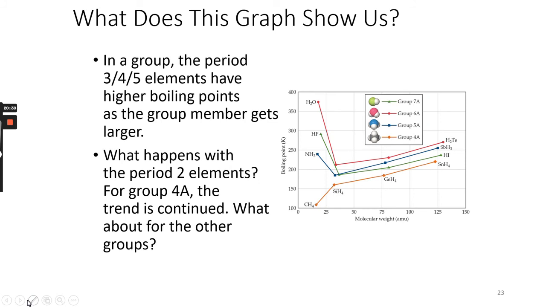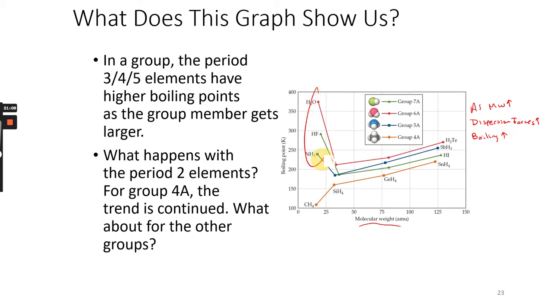So let's look at this graph here. Here we have our molecular weight versus boiling point. If you look at group 4A, as the molecular weight goes up, the boiling point goes up. Because as the molecular weight increases, your dispersion forces increase, so the boiling point increases. Okay? As molecular weight increases, dispersion forces increase, so boiling point goes up.